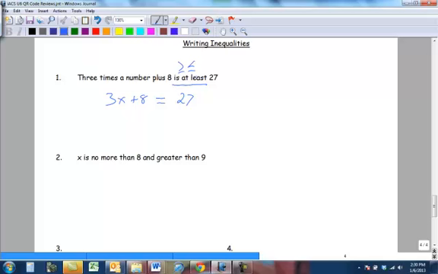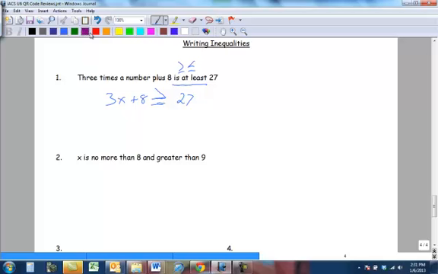The question is, is it greater than or equal to, or is it less than or equal to? Now, is at least. Can 3x plus 8 be 20? Is 20 at least 27? No. So less than is not going to work. That means that 3x plus 8 has to be greater than 27. Can 3x plus 8 be 30? Is 30 at least 27? Yeah. So that's why it's greater than or equal to 27.